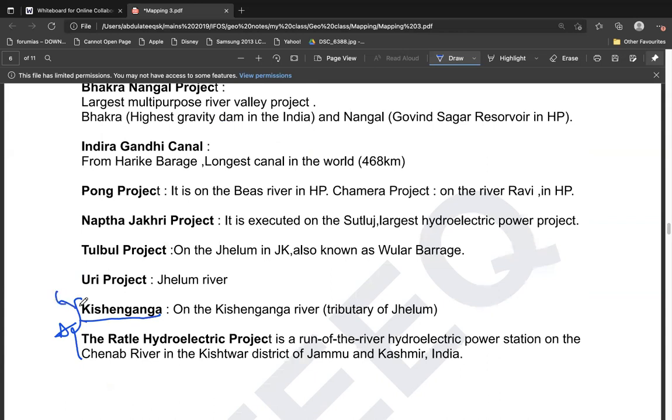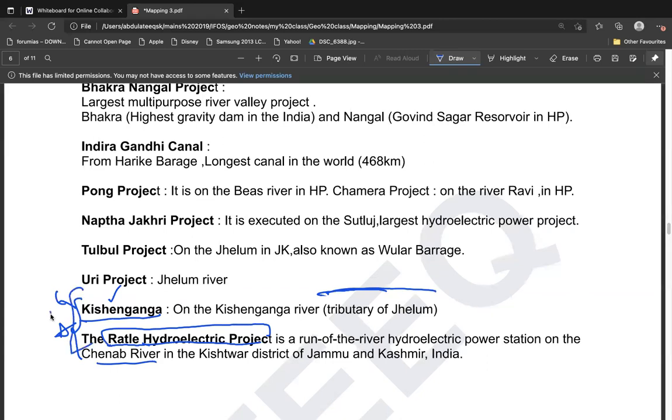Kishan Ganga Dam, that is there on the Kishan Ganga, a river which is a tributary of the Jhelum. So the Indian government is constructing a dam on the Kishan Ganga river, and another project being constructed is called the Ratle hydroelectric power project. It is being constructed on the Chenab river. So these two projects are in the news because of Pakistan. We will come to that.